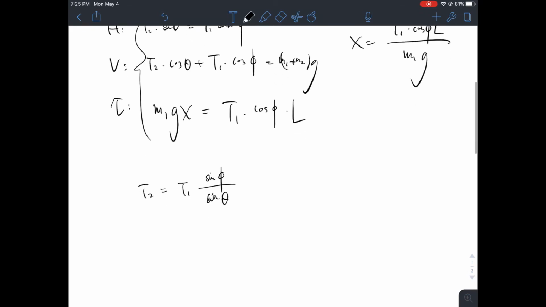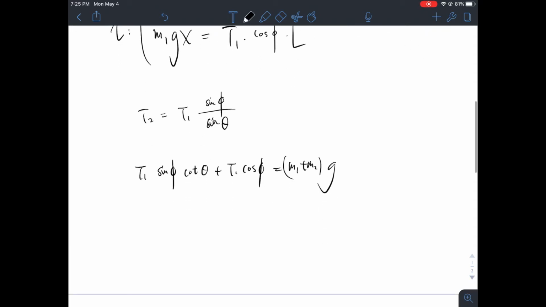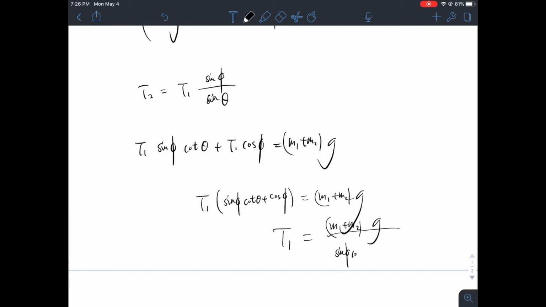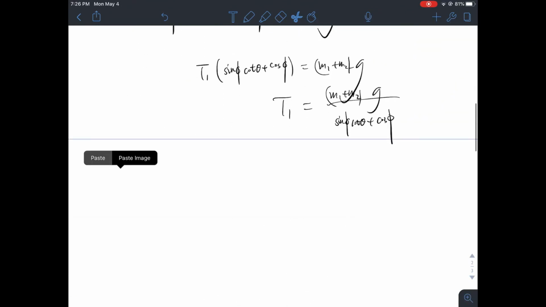We know T2 is equal to T1 times sine phi divided by sine theta from the horizontal equation. Then let's plug that into the vertical equation. We have T1 times sine phi times cotangent theta plus T1 times cosine phi equal to m1 plus m2 times g. So now we solve for T1. Factor out the T1, we have T1 times sine phi cotangent theta plus cosine phi is equal to m1 plus m2 times g. Then we know T1 is equal to m1 plus m2 times g divided by sine phi cotangent theta plus cosine phi. Then let's plug it back into our equation.